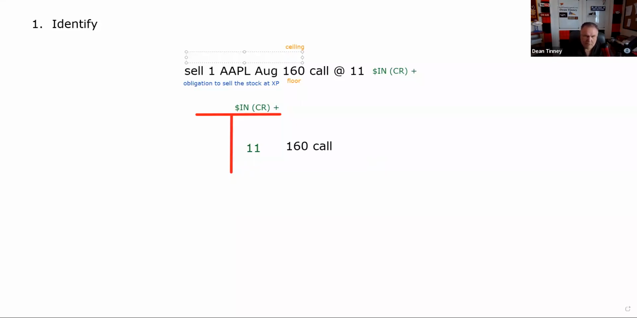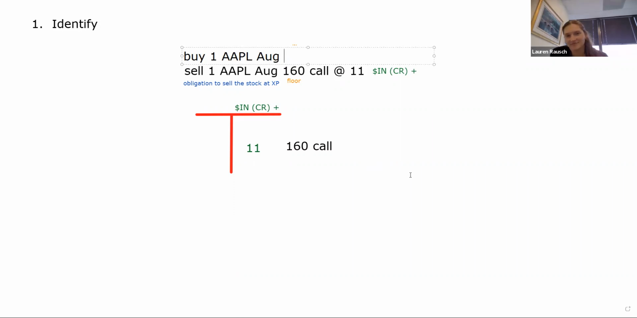So we're going to go buy or go long one. So here we go. We're going to implement the spread. We're going to buy one Apple August. Now we've got to decide at what price we want to put in the ceiling. Because what we're basically doing here is we're offsetting our obligation with a choice to buy. And so we had a choice to buy at 170. That would give us greater protection than at like 175, for example. But it's going to cost us more money.